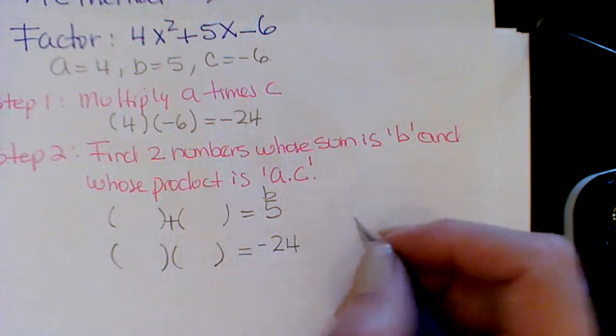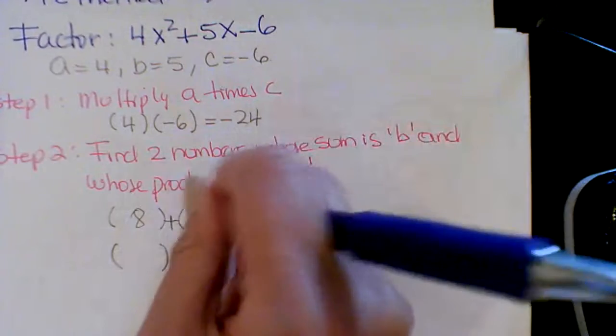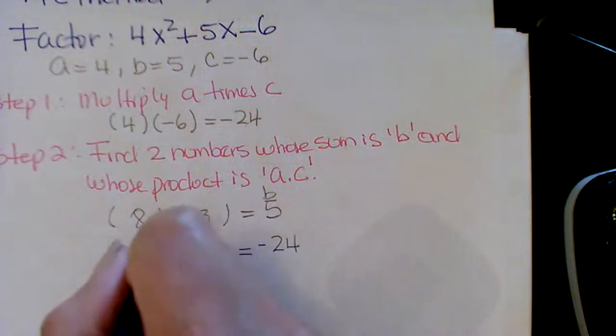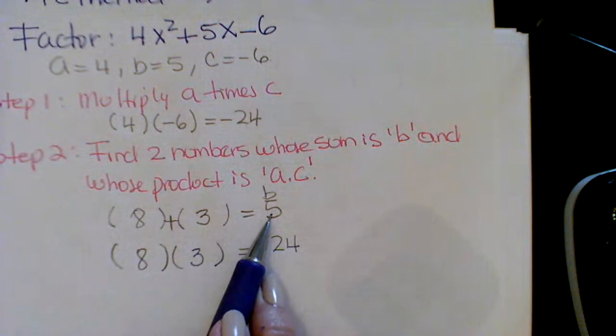In this case, it's going to be 8 and 3. Now let's work the signs. In order for the sum to be positive, the 3 has to be negative. When we multiply, the signs are different, so my answer is going to be negative.